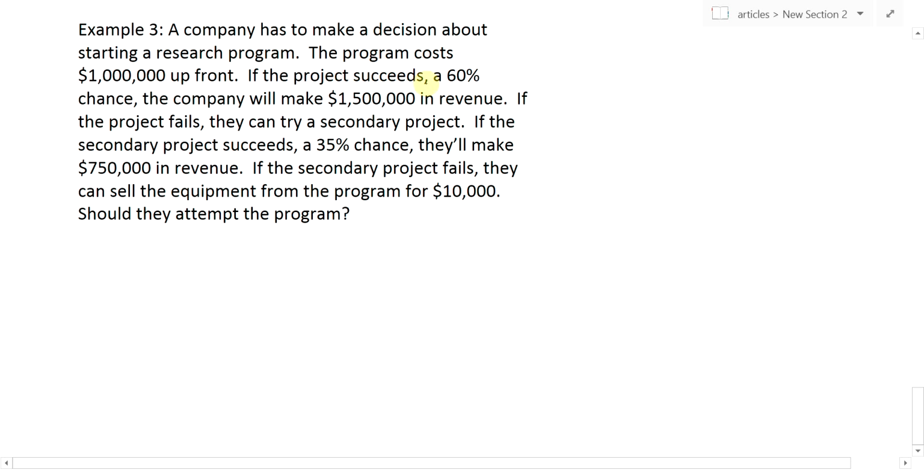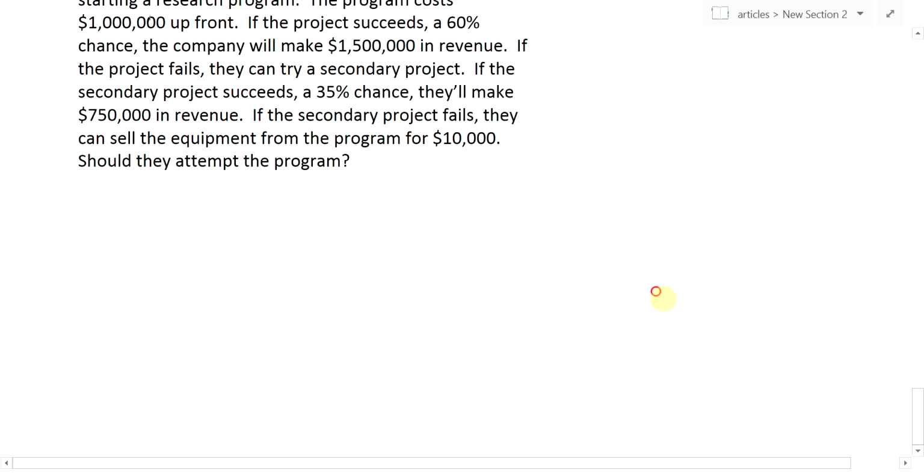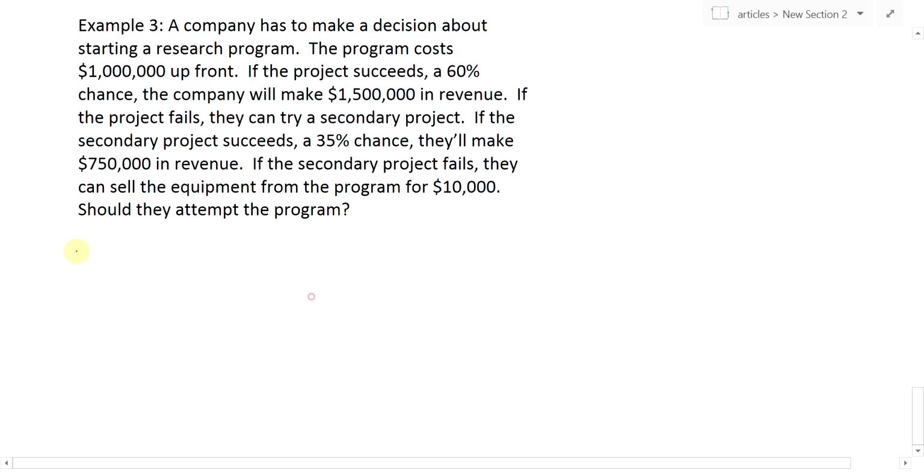If the project succeeds, and there's a 60% chance that'll happen, then they'll make $1.5 million in revenue, right? So there'll be a net profit of $500,000. If the project fails, they can then try a secondary project, right? If the secondary project succeeds, and there's a 35% chance of that, then they'll make $750,000. They'll be down $250,000. If the secondary project fails, well, then they have to junk the whole program and they sell the equipment for $10,000. So should they try that, right? And we can set this up as an expectation value problem.